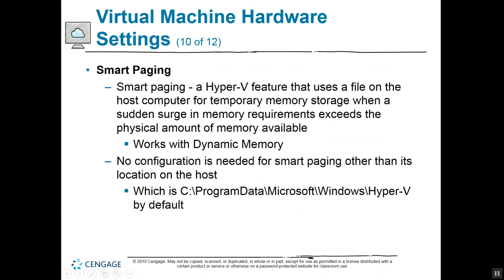So we've got smart paging. It's a Hyper-V feature that uses a file on the host computer for temporary memory storage. It works just like a paging file in a host computer, but we'll call it smart paging for Hyper-V for our VMs. If there's a sudden surge in memory requirement that exceeds the physical memory available, it works with dynamic memory. There's no configuration needed for smart paging other than the location on the host computer where that smart paging file will be created.